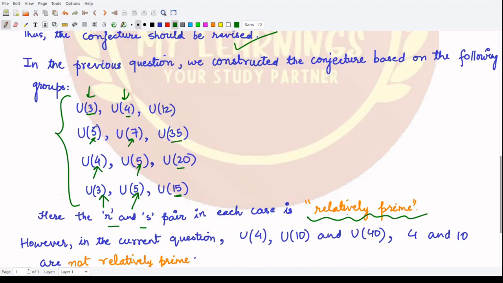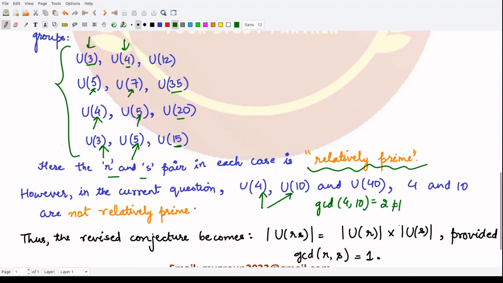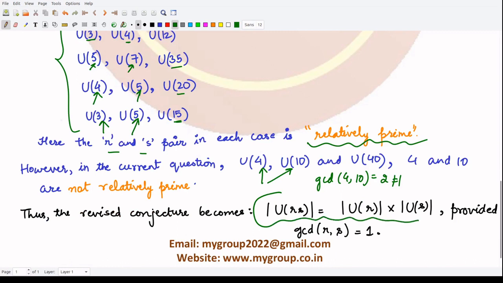However, in our current question, this is not the case. 4 and 10 are not relatively prime to each other because the GCD of 4 and 10 is equal to 2, which is not equal to 1. Hence they are not relatively prime to each other, and our conjecture is not valid here. So we can make this our condition: the result is valid only when the numbers R and S are relatively prime. That means the GCD of R and S should be exactly equal to 1. Then only this result would work.